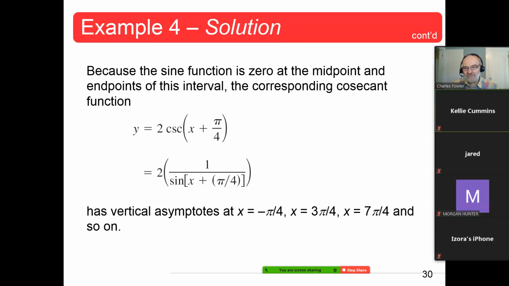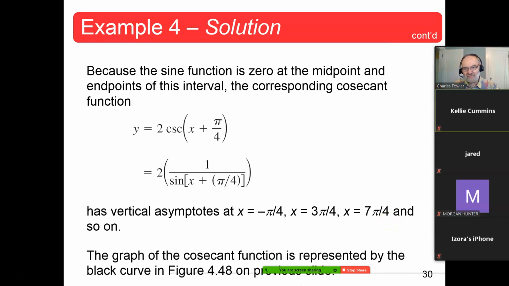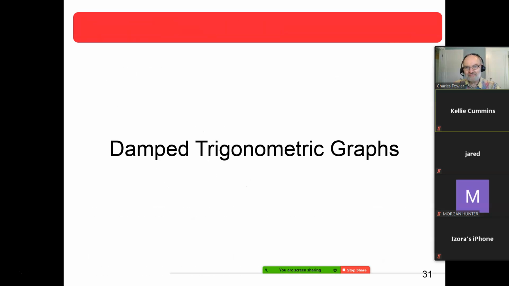Okay, and then what you do now is just, instead of cosecant, you put 1 over sine. Vertical asymptotes everywhere you had a 0 before. They list them out here. All I did was take them off the graph, and show where those are. And then they connect and touch. The graph of the cosecant function is represented by the black curve on the previous slide, I think that says. All right, we've done it.